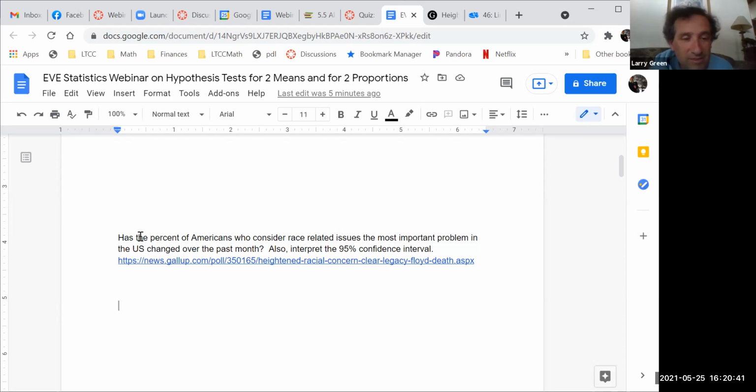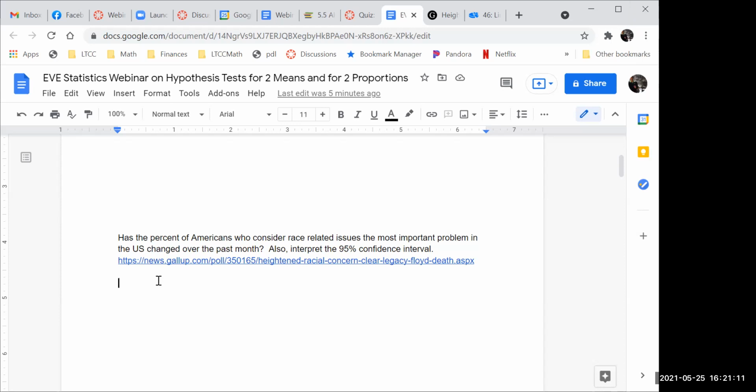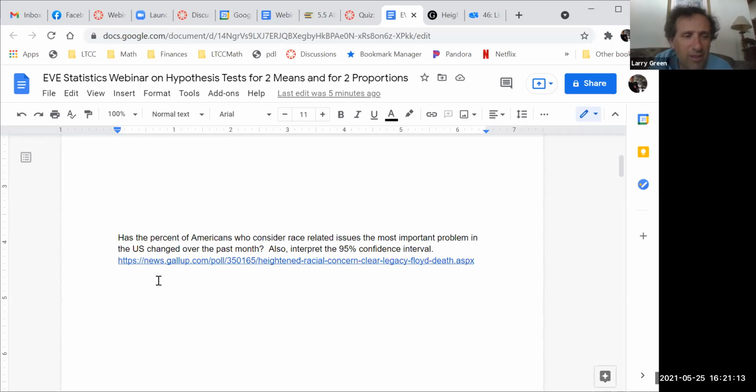Okay, so we want to find out if the percent of Americans who consider race-related issues the most important problem in the United States has changed in the past month. Do we know the percent of all Americans this month, this May, who consider race-related issues the most important problem in the United States? Do we know that? No, we don't know the percent of all Americans right now, this month.